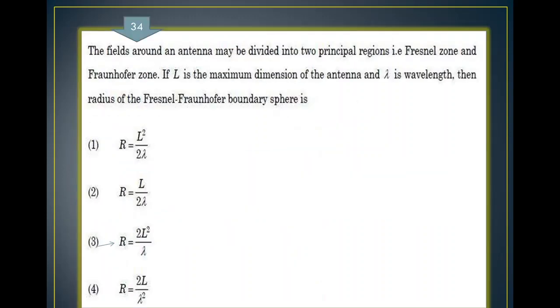Next question, question number 34. The field around an antenna may be divided into two principal regions, Fresnel zone and Fraunhofer zone. If L is the maximum dimension of antenna and lambda is the wavelength, then the radius of Fresnel-Fraunhofer boundary sphere is, and your options: first r equal to L square upon 2 lambda, second option r equal to L upon 2 lambda, third option r equal to 2L square upon lambda, and fourth option r equal to 2L upon lambda square. The correct answer is third, r equal to 2L square upon lambda.